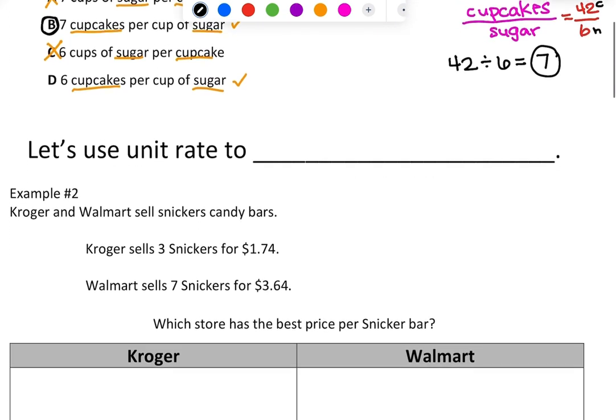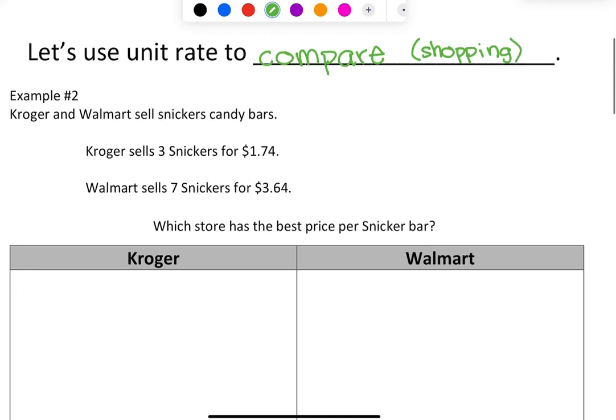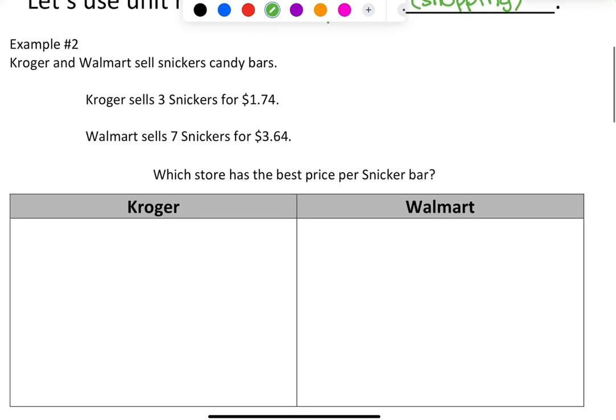All right, so the next thing we can use unit rate for is to compare things. So let's use it to compare. And this is actually something you are going to use in real life, especially when you are shopping, because unit rate helps us decide what's the better buy. Okay, so let's look at example number 2 down here. So we have Kroger and Walmart, okay? So hopefully we're familiar with those two things. So Kroger and Walmart both sell Snickers bars. Kroger sells 3 Snickers for $1.74, and Walmart sells 7 Snickers for $3.64.